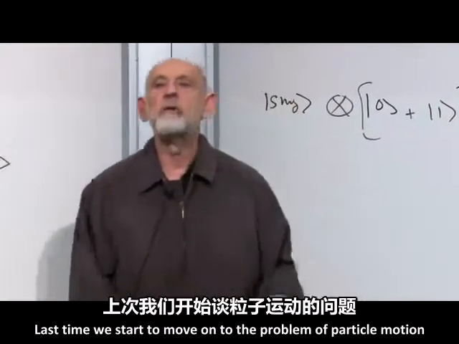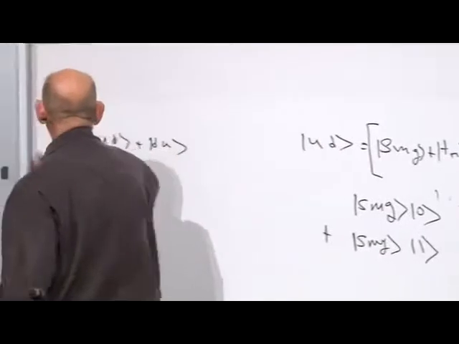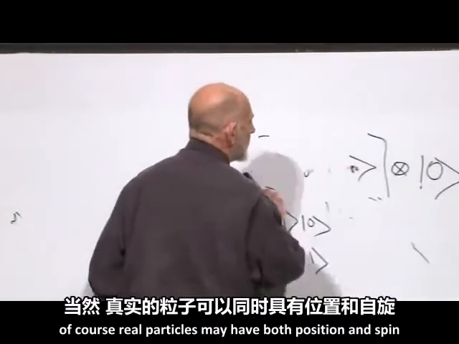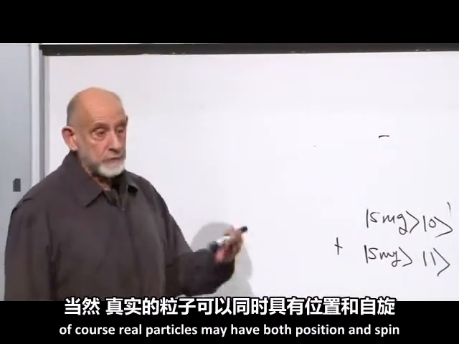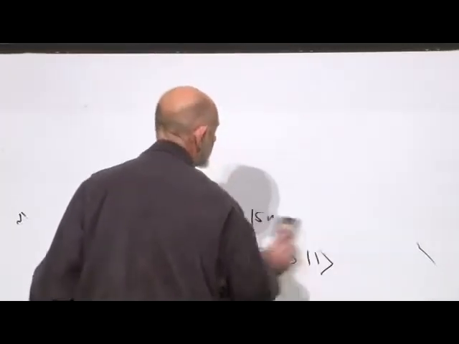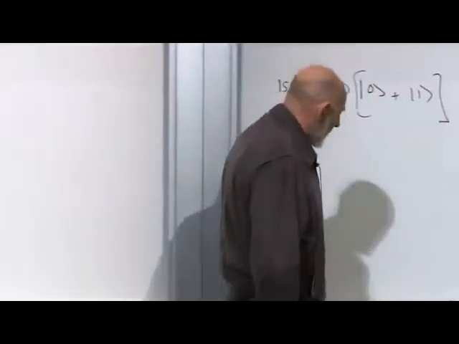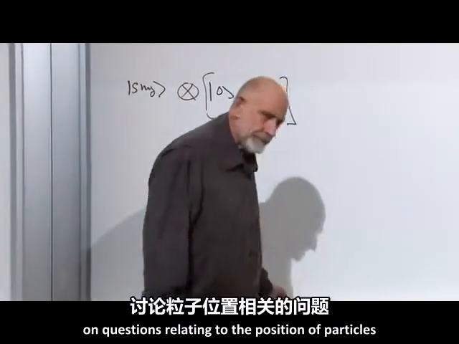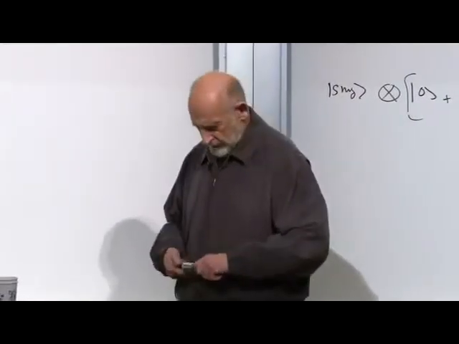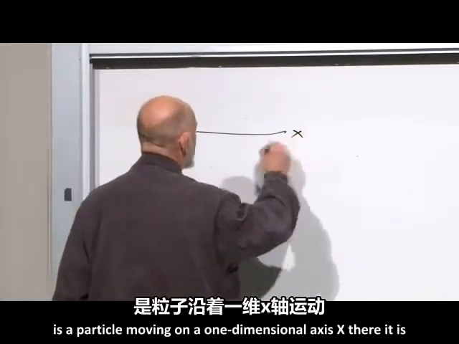All right, the last time we started to move on to the problem of particle motion. Forget particle spin. Of course, real particles may have both position and spin, but let's concentrate for today on questions relating to the position of particles. The simplest example we can think of is a particle moving on a one-dimensional axis, x.